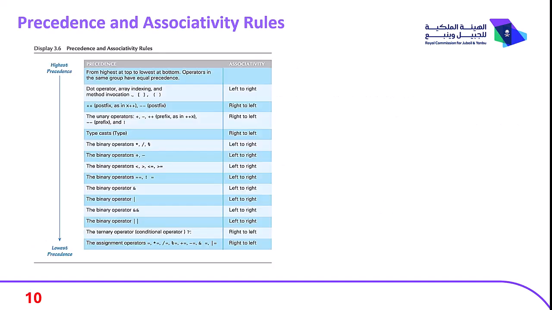Precedence table. This table illustrates the full hierarchy. Notice that high-level operations like method invocations or increment operators happen first. Logical AND actually has higher precedence than logical OR. The assignment operators at the bottom have the lowest precedence and are evaluated last.